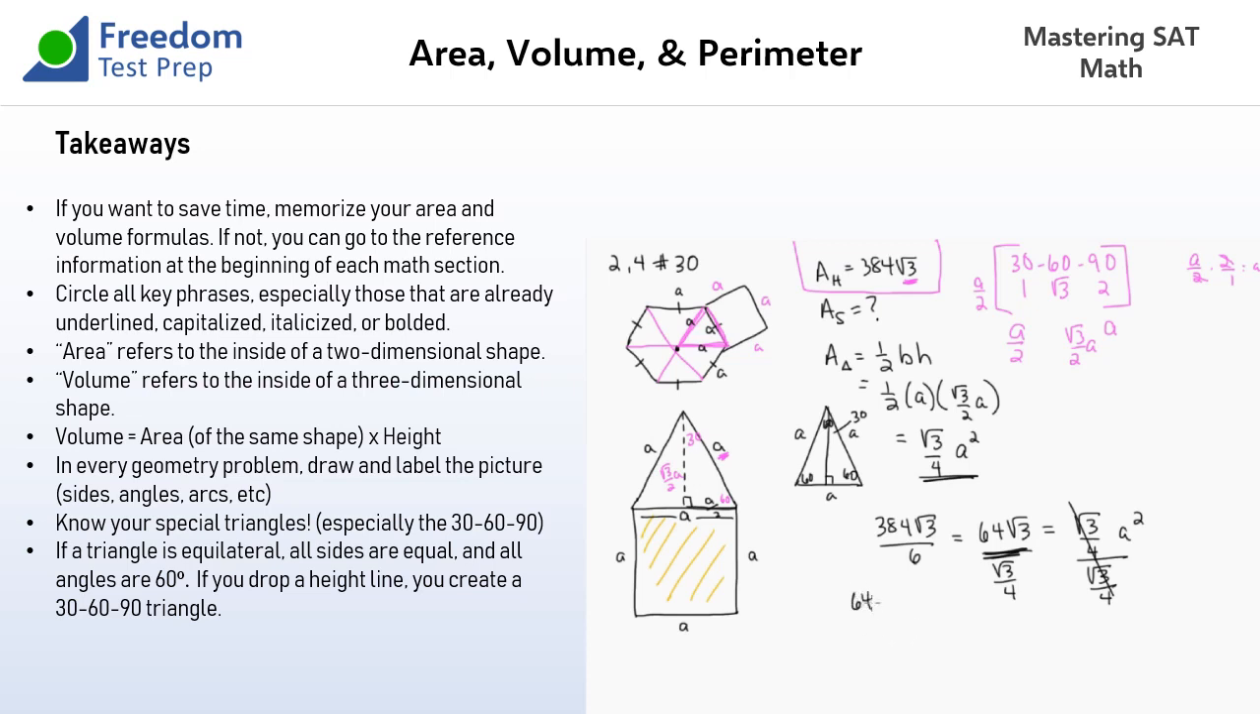So 64 root 3. Remember, you can't divide fractions. You have to turn them into multiplication and then flip the last number. So these two are going to cancel out. And 64 times 4 is 256. And that is our answer, letter A. Whew, that is a lot. Okay, I definitely needed the entire screen for that problem.